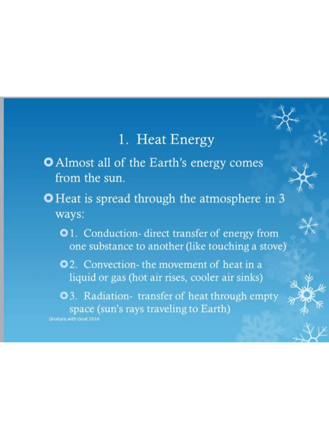All right, so the first factor that interacts to cause weather is heat energy, the heat. And as you probably have learned before, almost all of the Earth's energy, that heat energy, comes from the sun. And so when the sun hits the Earth, that heat is spread through the atmosphere in 3 different ways. You might have learned this in a physics or physical science class.